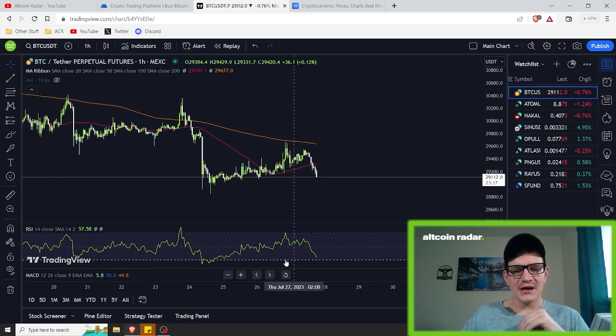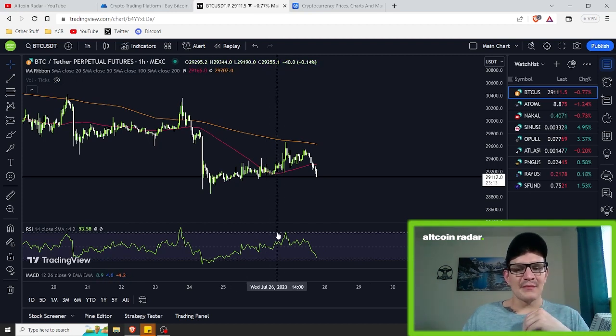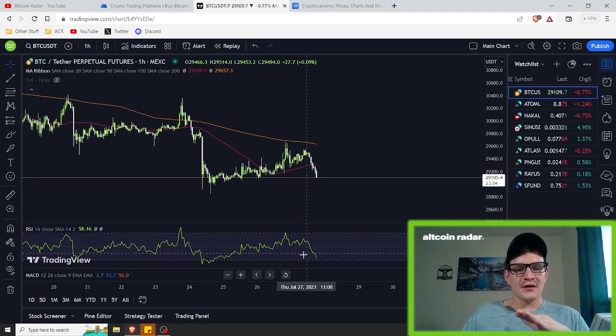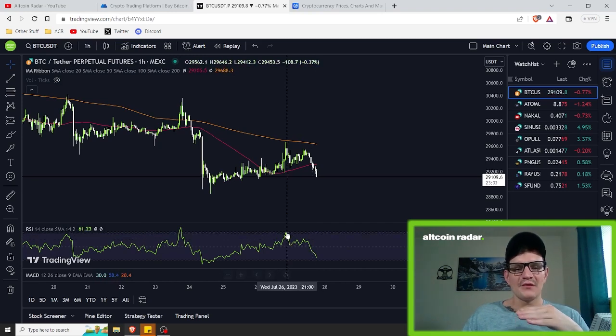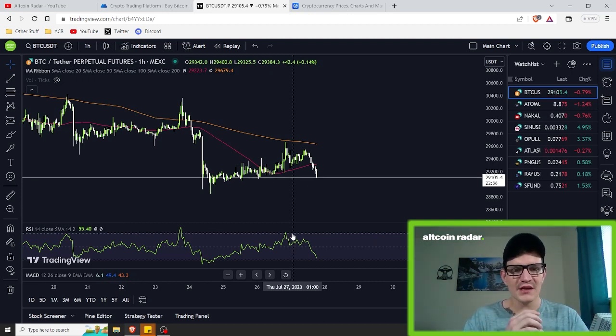So this dotted line at the very bottom indicates the number 30, okay? The top dotted line indicates the number 70. The middle line in the center indicates 50, okay? So when the RSI is above or about to reach this 70 line up top, it typically means that the market on whatever time frame you're trading is currently overbought, okay?